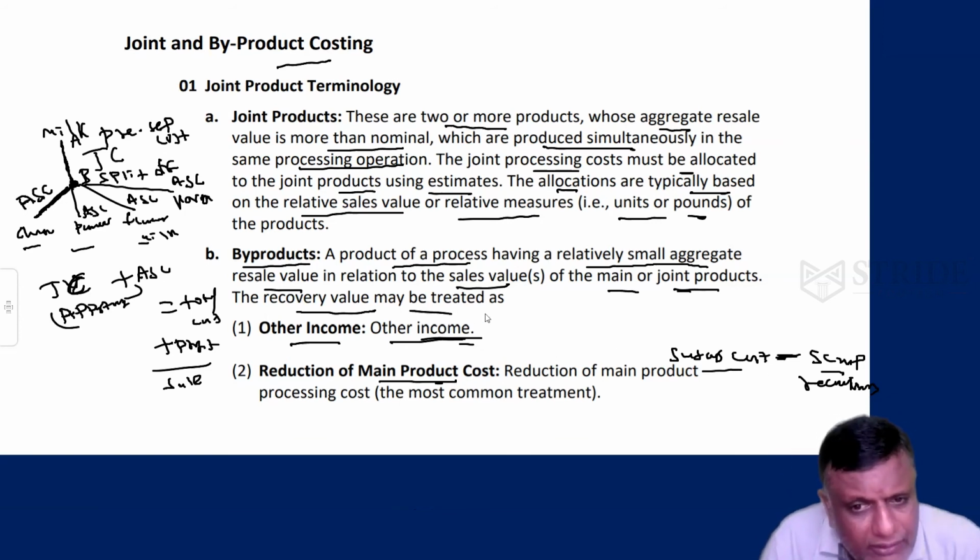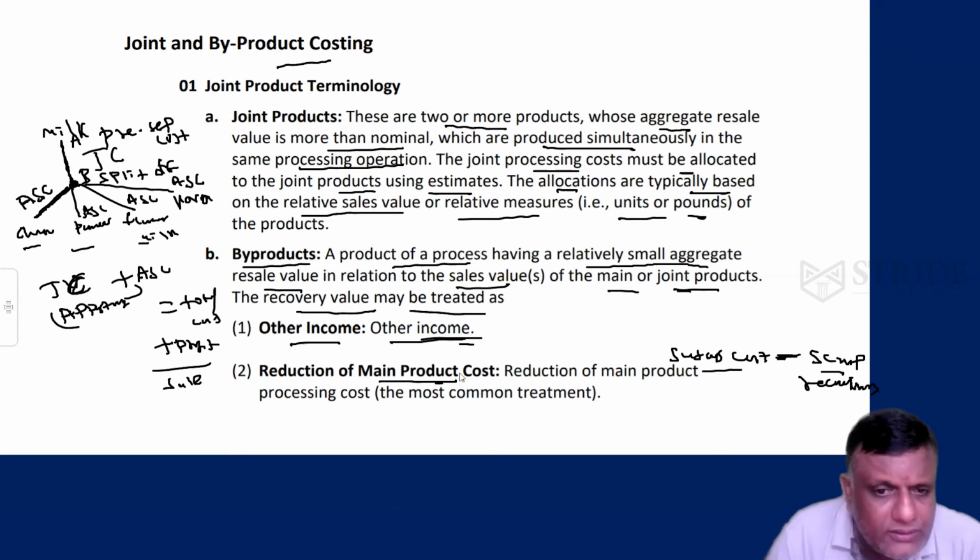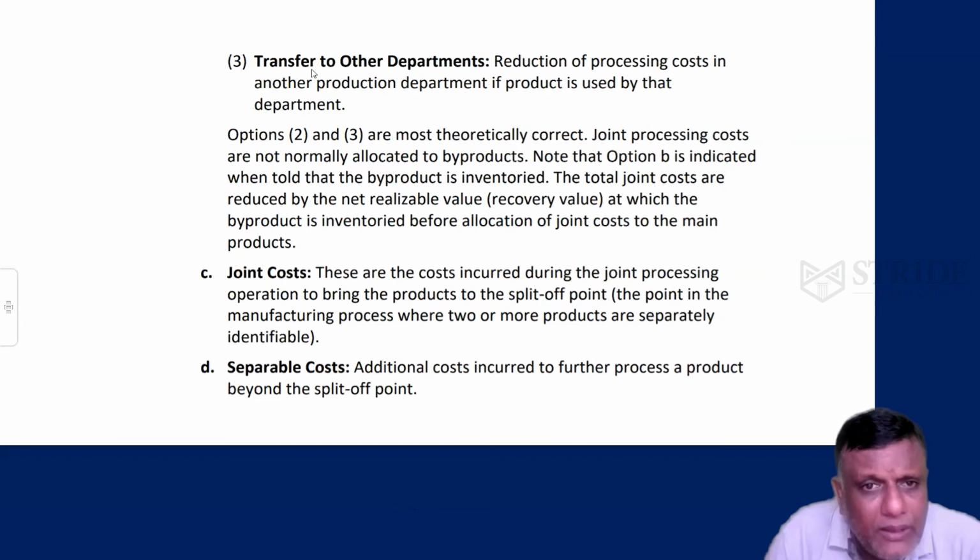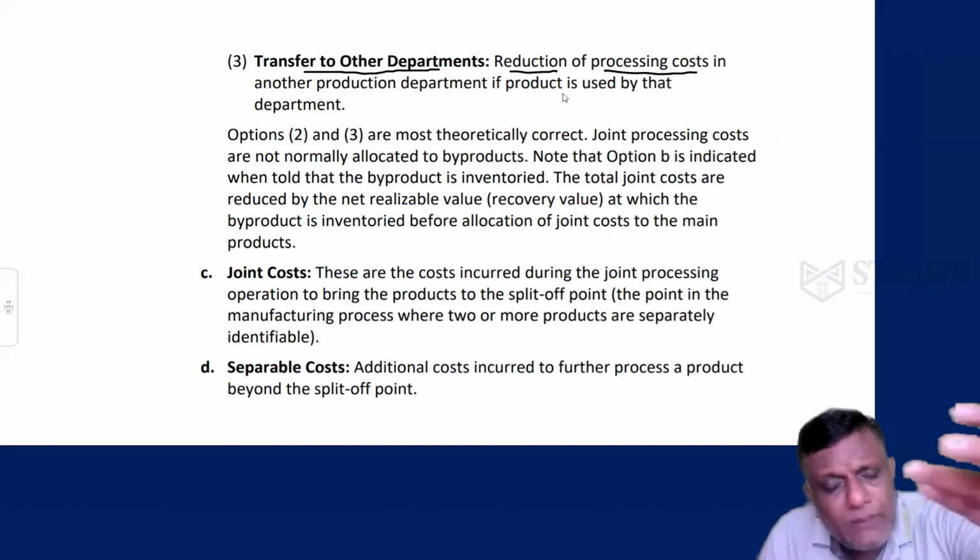So for any recovery value of a byproduct, there are methods available. It can be treated as other income, or it can be subtracted from sugar cost, the recovery value of the scrap. Any byproducts coming out of the main product. Or sometimes it is transferred to other departments also. So the other departments also, they're going to process it, correct? No. So for other department production cost, then you can reduce it. So it can be given to other department. Of other department cost, this byproduct recovery value will be reduced.